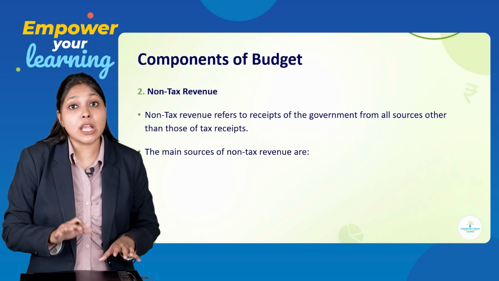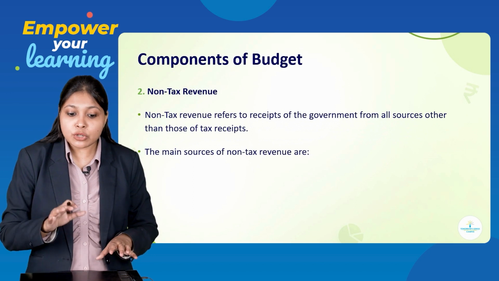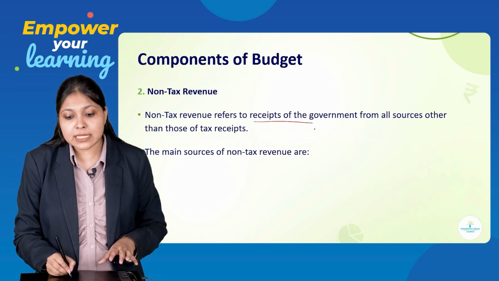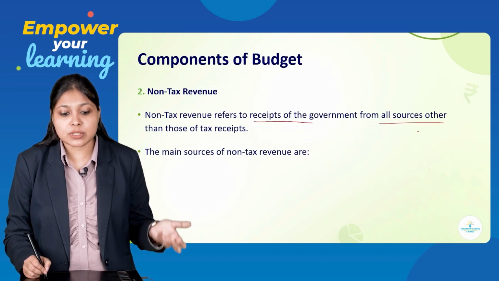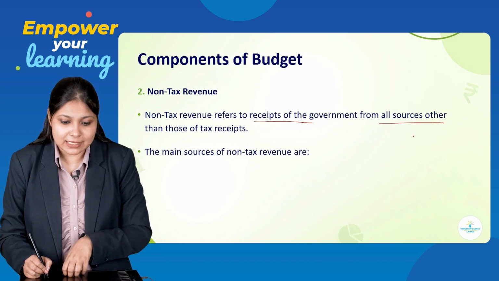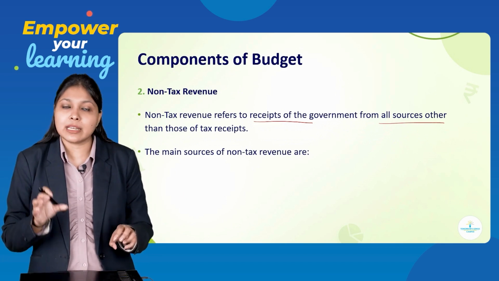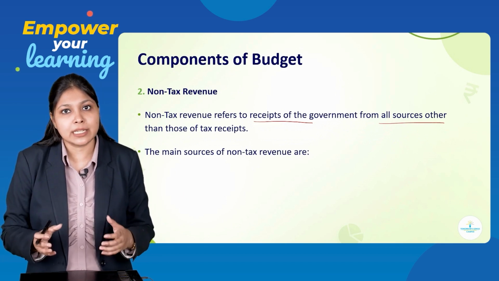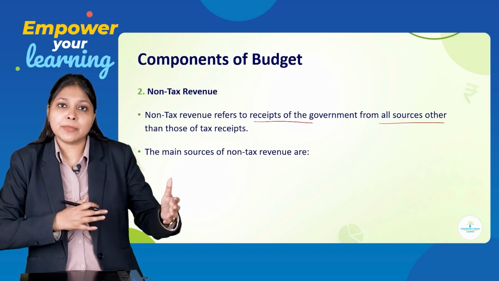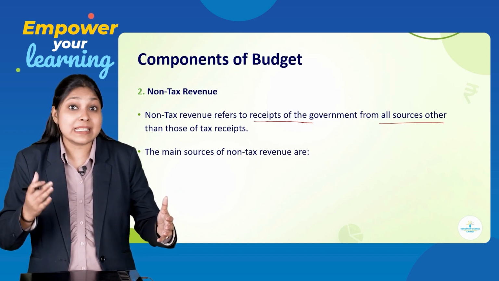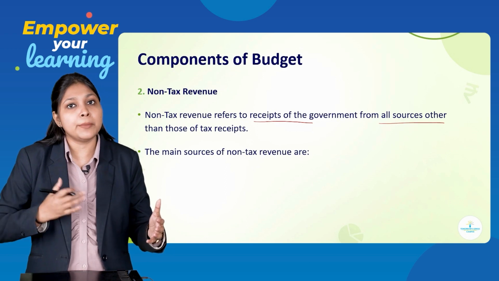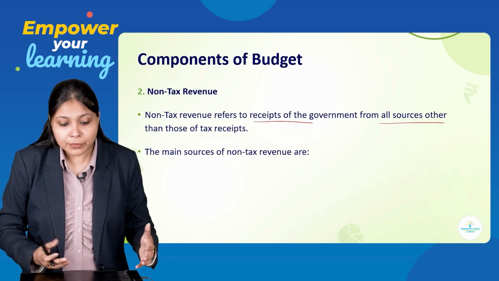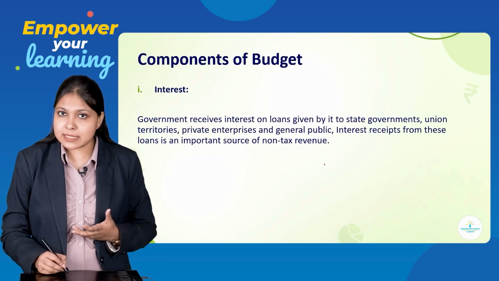Next comes non-tax revenue. Non-tax revenue refers to receipts of the government from all sources other than tax receipts. We know that the revenue of a government can be generated from tax. Apart from that, there is also something called non-tax revenue from where the government can generate more income. So, let us see what those sources are.